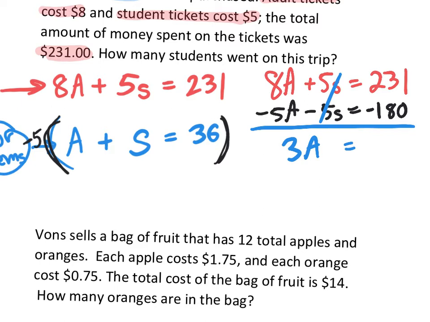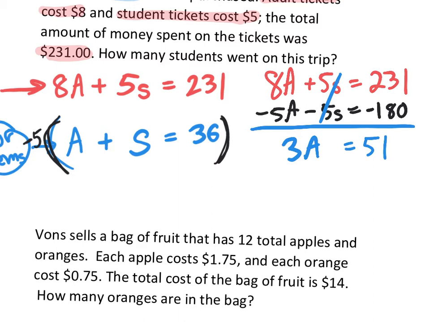Let's ask Siri. Hey Siri, what is 231 take away 180? And that did not work. I don't know why. 231 minus 180 is 51. There you go. It worked. 51. Okay. So we have a 51 right here.